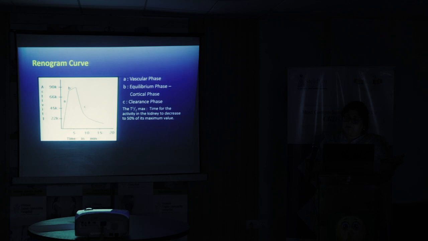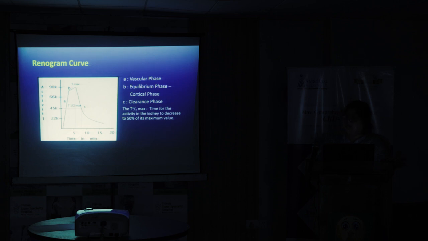Somewhere between about 3 to 5 minutes is the time when there is a maximum peak renal uptake, which means that the cortex is extracting the tracer from the blood pool, and then somewhere about 5 to 8 minutes it starts excreting. Then you have something called the T half max, which is basically the time taken to achieve 50% drop in counts in the kidney. If this is your maximum counts and this is 50% of your counts, the time it takes from the start of the study to achieve this 50% of counts is called the T half max.